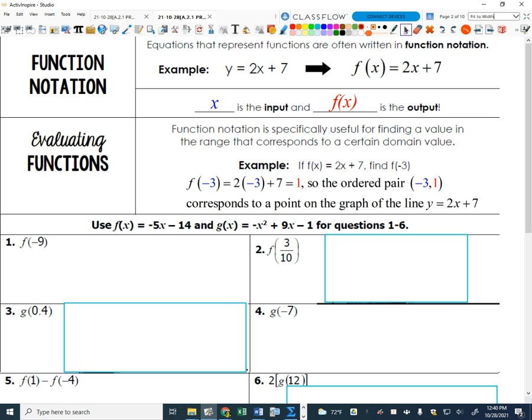Function notation. I'm sure that you've had teachers in the past, Mr. Morioka or Mr. Hagewood, say something like this: f of x is just a fancy way of saying y. They mean the same thing. They're interchangeable, right? They're just two different notations.